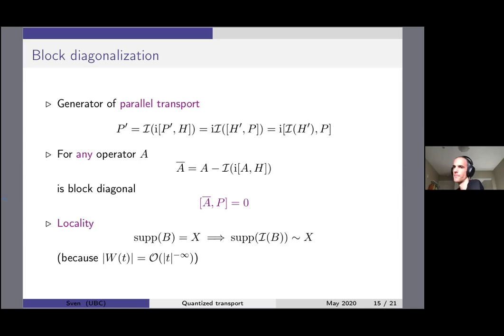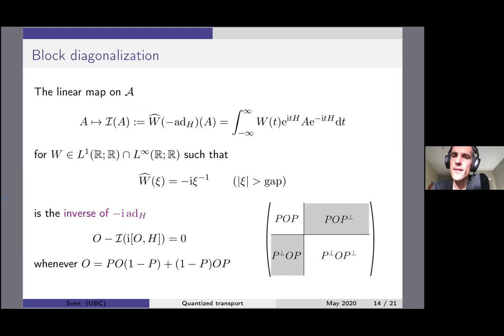Okay. And there's another thing which is... I'm sorry. This depends on the choice of the function W. Yes, absolutely. So what is the freedom of the choice of W? Well, you see, there's a big freedom somehow inside the gap.